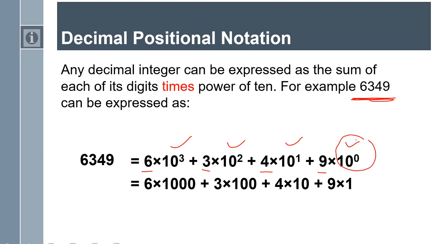Here 10 raised to power 0 is equal to 1. Why? The reason behind it is that we have to represent here the number of ones. If we increase the power, then it will become tens, not ones.